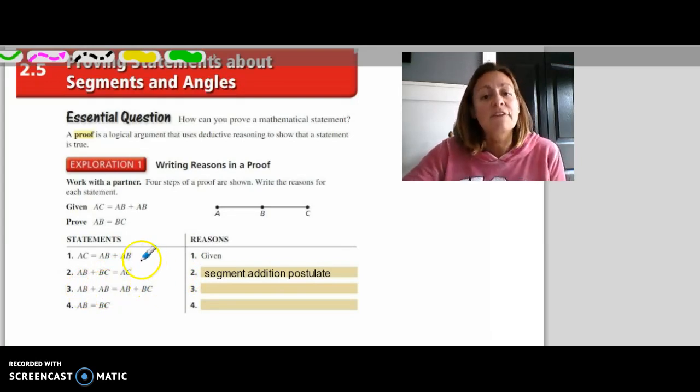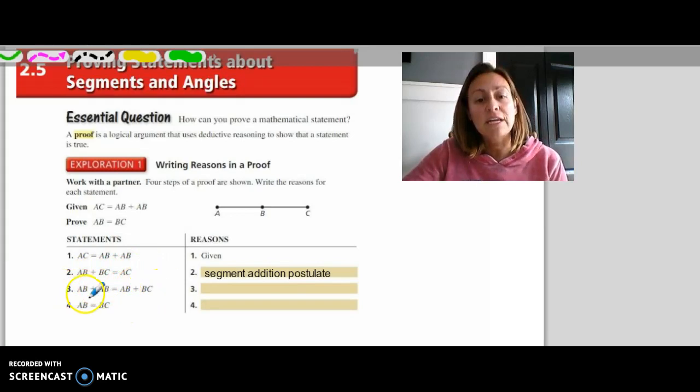And the way I can justify this is if you read statement 3, AB plus AB equals AB plus BC. Now, where else did I see AB plus AB? Up here in statement 1. And in statement 1, that phrase was equal to AC. Then in statement 2, AC was equal to the phrase AB plus BC.